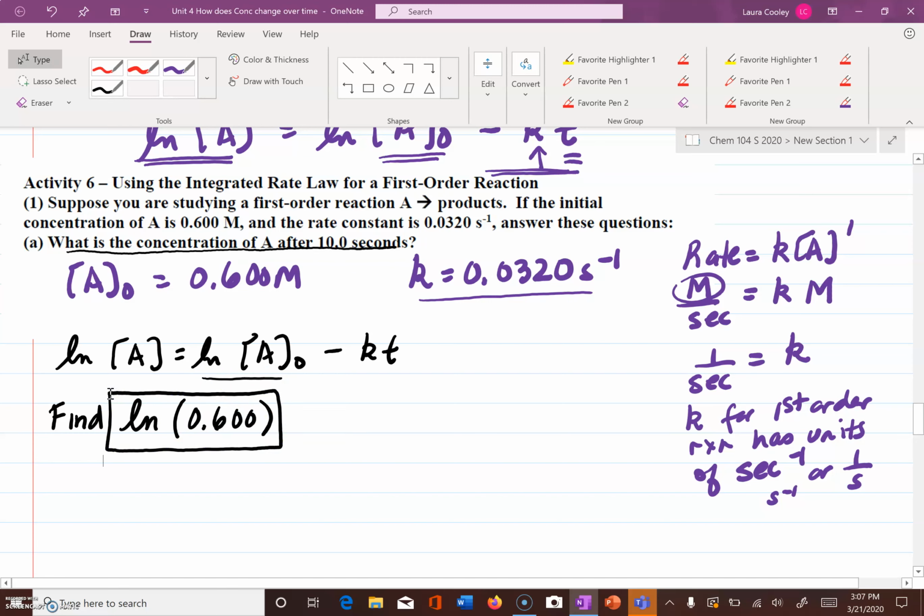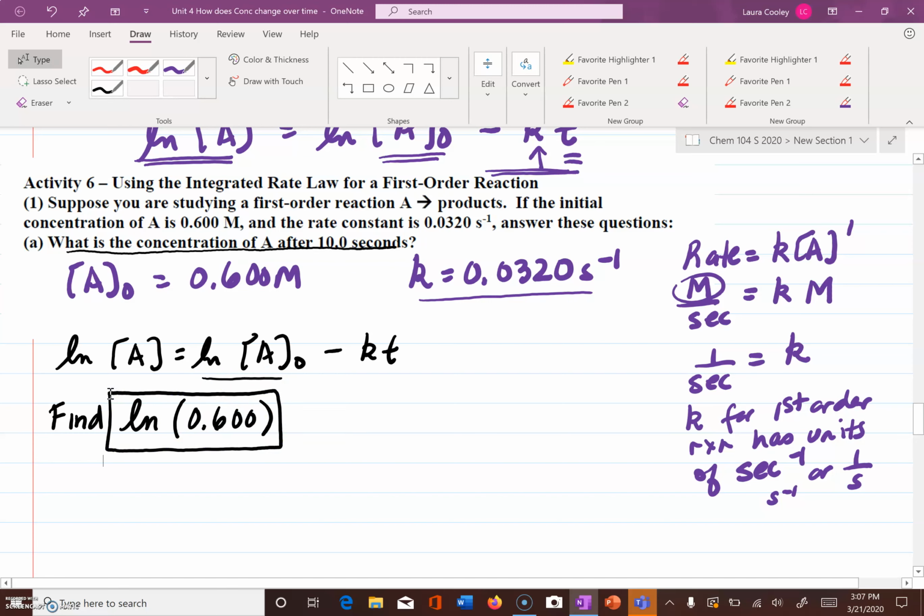Okay, so the next question is, how much did the concentration of A change in that 10-second time interval? We started with 0.6 molar, and at 10 seconds the concentration of A was 0.436 molar, so we just subtract, and it ends up with 0.164 molar as the change in the concentration of A in 10 seconds.